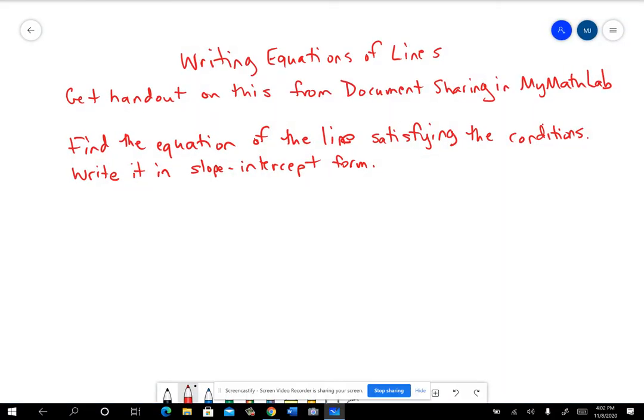All right, this video looks at writing equations of lines. This is 3-4, 3-5, okay, right in there. Last section on the Chapter 3 test.